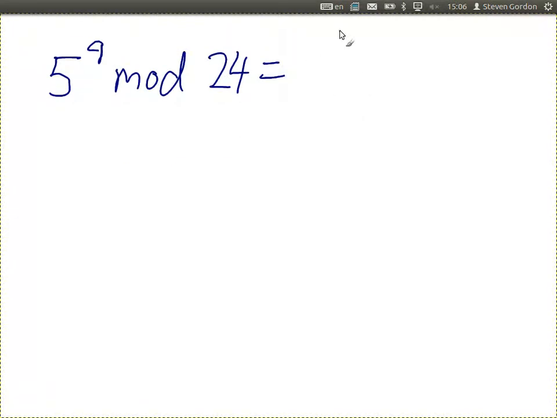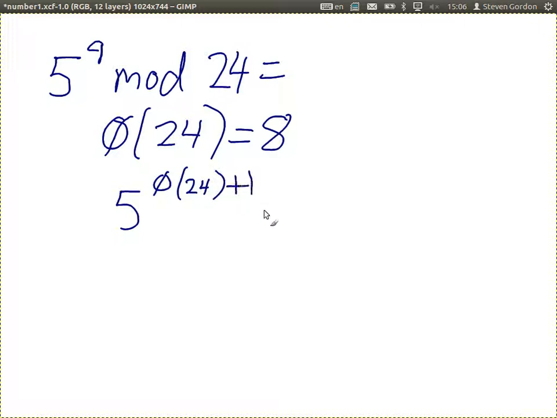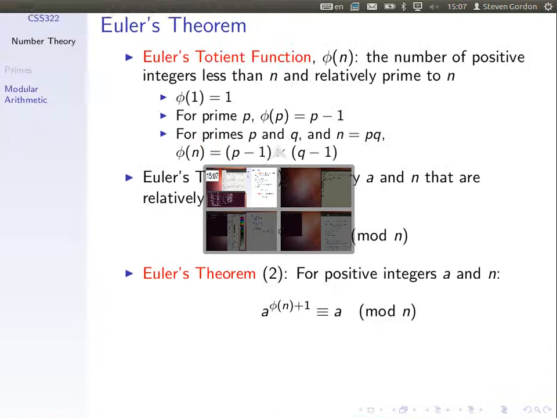And we see that it fits Euler's theorem, the second form, because recall that the totient of 24 we calculated before the break was 8. So what we get is 5 to the power of the totient of 24 plus 1 mod 24, which fits the structure of Euler's theorem, the second form: a to the power of the totient of n plus 1 equals a in mod n, assuming a is relatively prime with n. In this case, 5 is relatively prime with 24. That was using this equation.